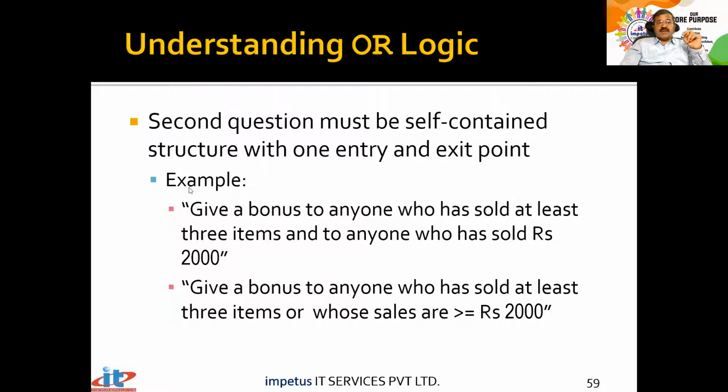This is what the user says, and we will express it in the terms that the program will understand. We say, give a bonus to anyone who has sold at least 3 items or whose sales are greater than or equal to 2,000. This is the language that the client uses, and this is the way you define the statement. There are two conditions which have to be checked. If either of the conditions is true, we have to proceed further.